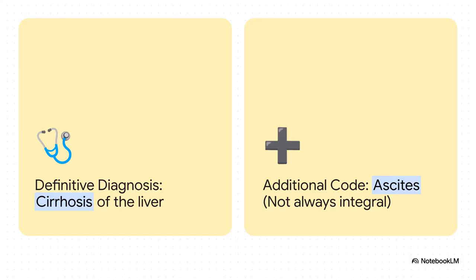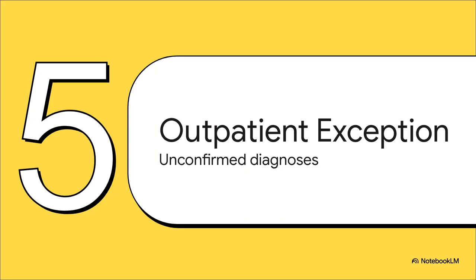For instance, if a patient has cirrhosis of the liver and also presents with ascites, you code both. Ascites, which is fluid buildup in the abdomen, is not a guaranteed integral part of cirrhosis. Because it's not routinely associated with every single case and often needs distinct management, you are mandated to assign an additional code for it. Next up, section 5, the outpatient exception.